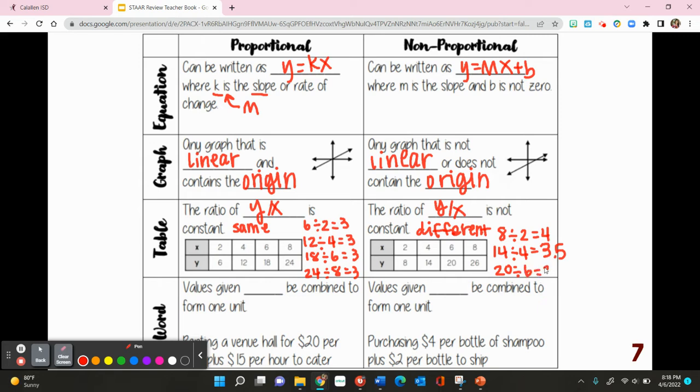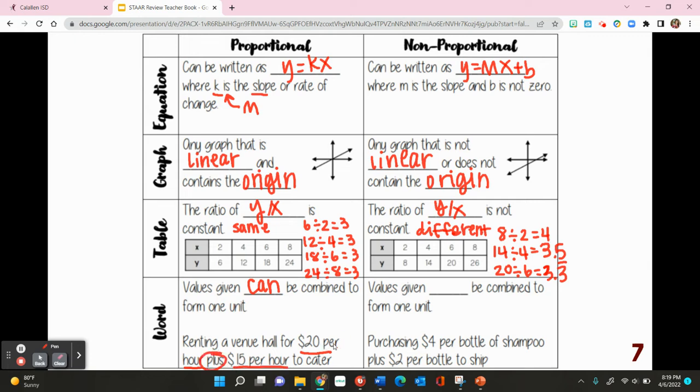So based off of this alone, we see that anytime we divide y by x, it is different, and that's what makes it non-proportional. Now let's look at word problems. In order for a word problem to be proportional, values given can be combined to form one unit. So, for example, here it says renting a venue hall for $20 per hour plus $15 per hour.